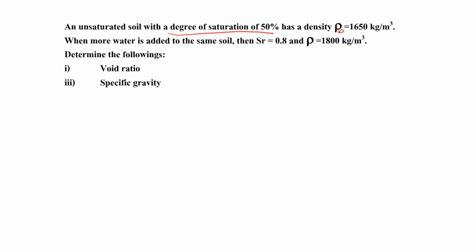Next, the question also stated that when water is added, which means that more water is added to the similar soil, the degree of saturation increased to 80% or 0.8, and similarly the bulk density also increased to 1800 kilogram per meter cube. So there's two conditions here. The first one, the soil with 50% degree of saturation and the bulk density 1650. Second is the soil with the degree of saturation of 80% and the density is 1800. It is actually the same soil, it's just with a different condition. One, before water is being added. Second is after water is being added to that particular soil.